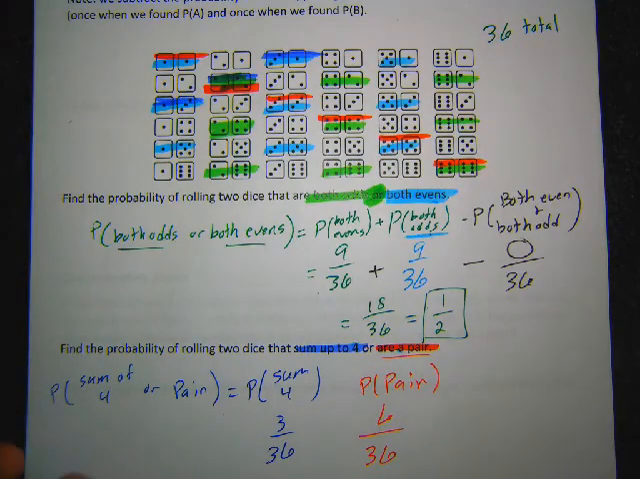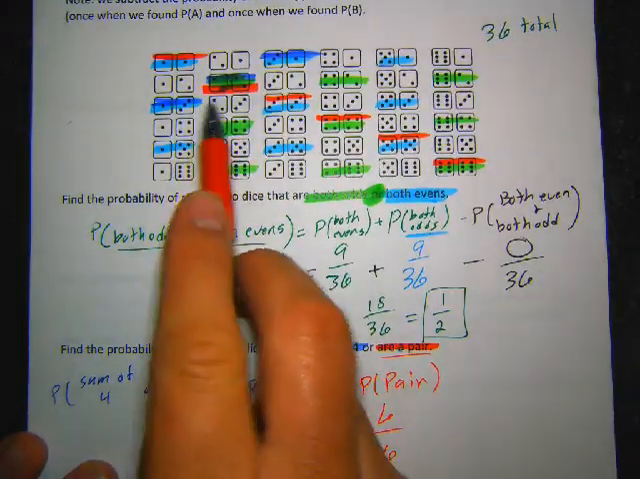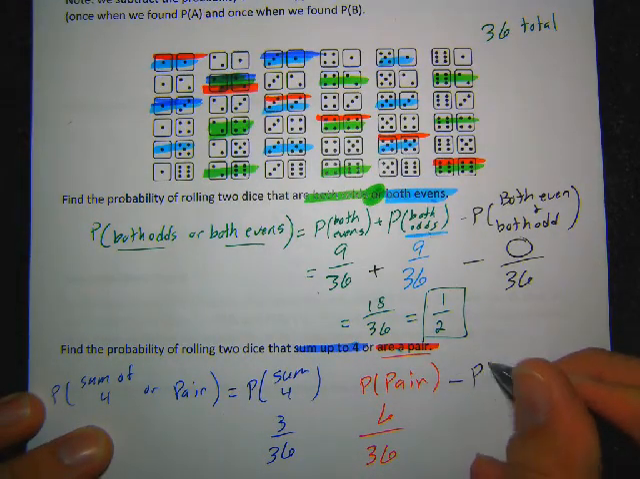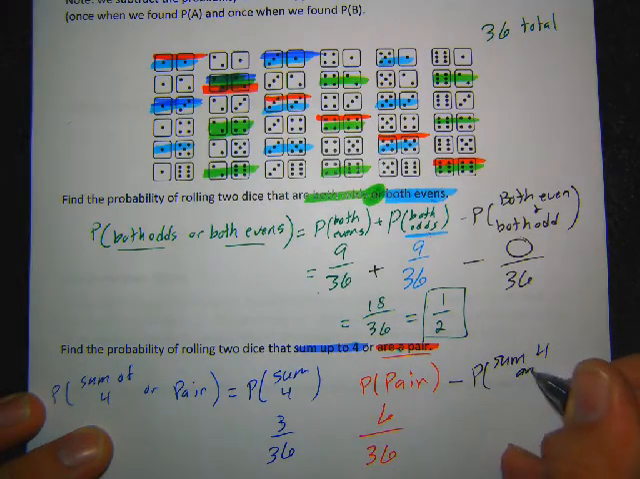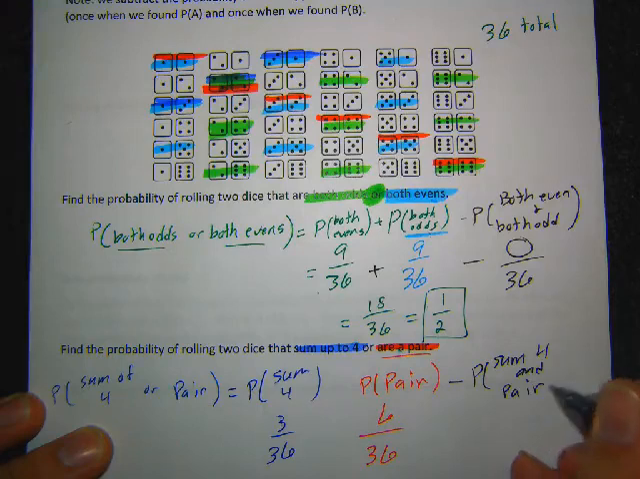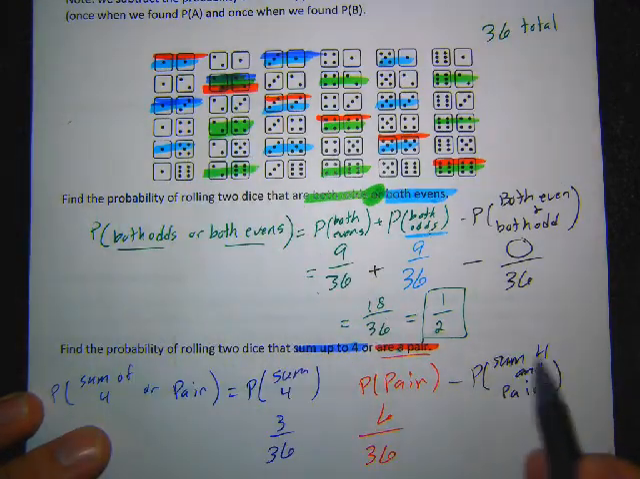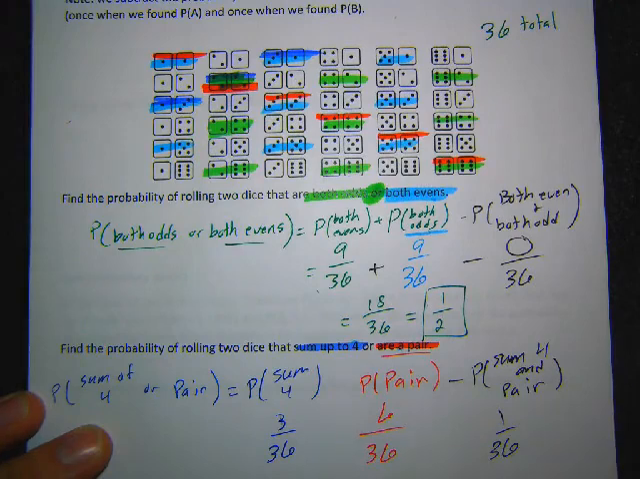But I do notice that when I was doing these two, I ended up counting the pair of 2, 2 twice, because it adds up to 4, but it's also a pair. So this time I have some overlap to subtract. I'm going to subtract the stuff that is both a sum of 4 and a pair. What is both? Well, there's only one thing: the 2, 2 is the only one that is in both groups. So there's only one out of the 36 that's in both.